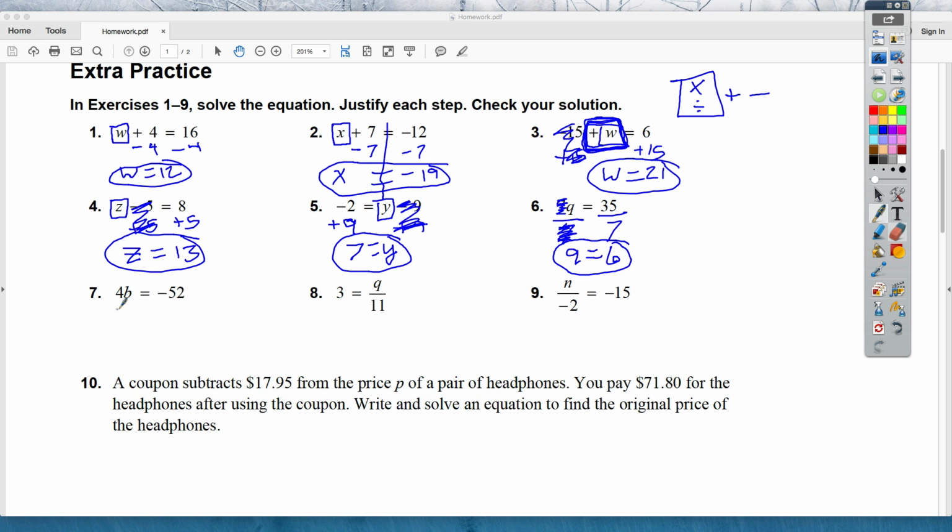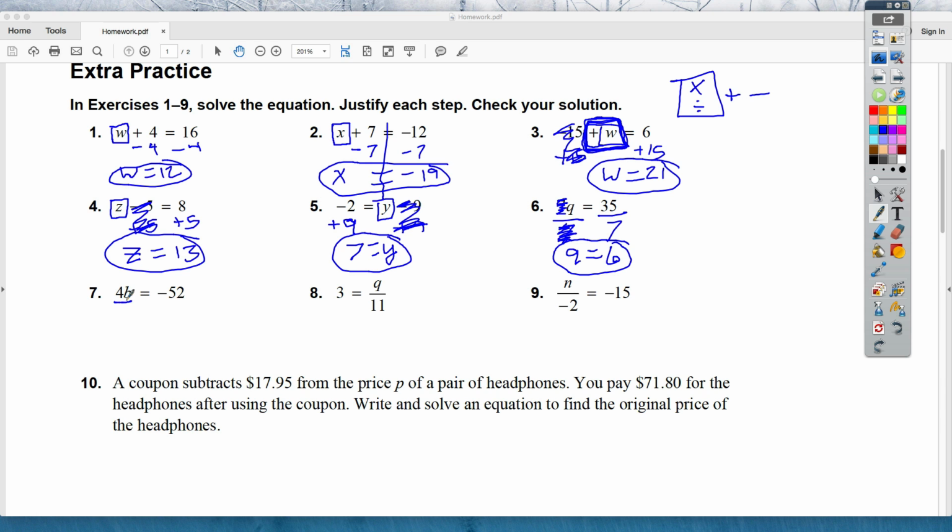Okay, here, if we imagine the box, I'm going to draw it right here. Everything inside the box has to be connected, either multiplication or division. That 4 times B, that's connected with multiplication, so we keep that inside the box. There's nothing connected with addition or subtraction, so we're going to have nothing outside the box, which is what we want. So there's nothing out there.